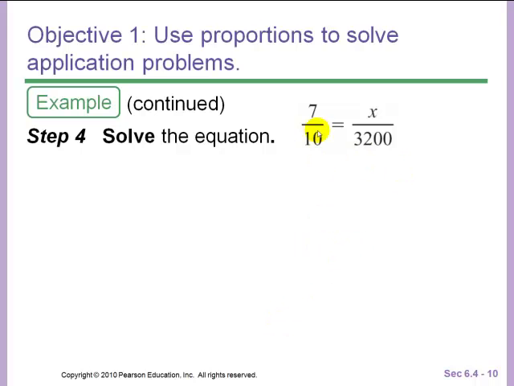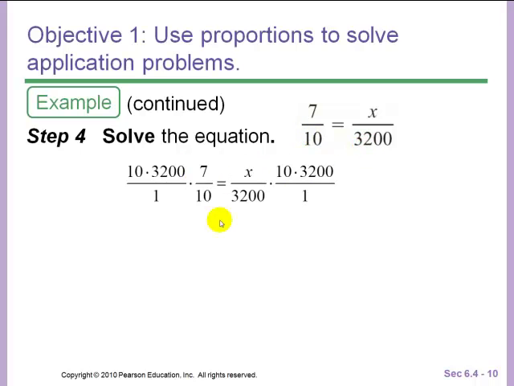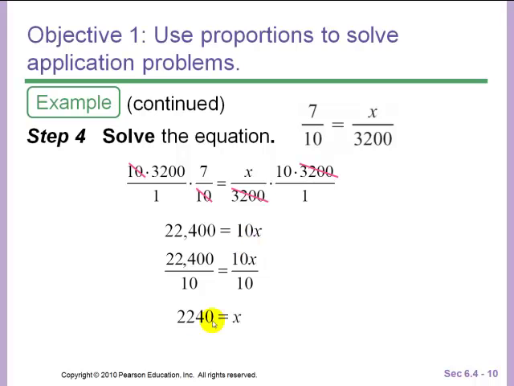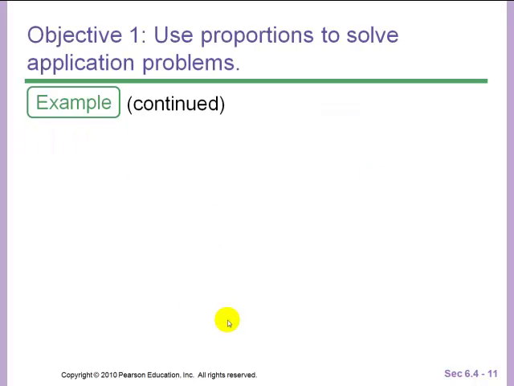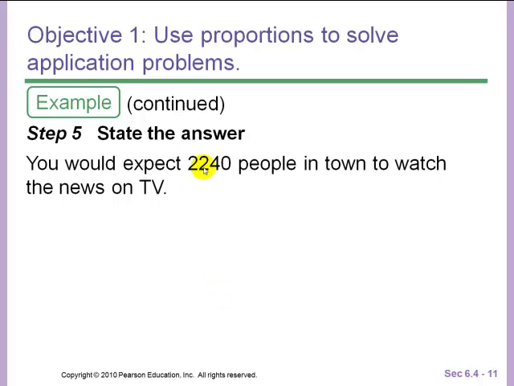We will multiply both sides by the common denominator of 10 times 3,200. I'm multiplying on both the left side and the right side of this equal sign. Again, that is the very basis of algebra, that you can do whatever you want as long as you do it to both sides. On the left, we cancel out the 10s. On the right, we cancel out the 3,200s. 3,200 times 7 winds up being 22,400, and x times 10 is 10x. Divide both sides by 10, and we get 2,240 equals x. Therefore, we would expect 2,240 people in town to watch the news on TV.